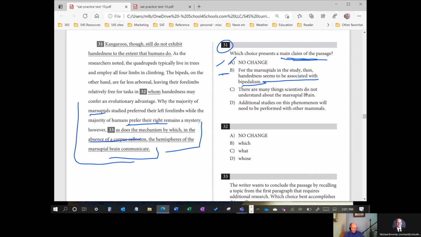There are many things scientists do not understand about. No, it's not that. We're not the main claim. Additional studies in this phenomenon will need to be performed with other mammals. No, that's not what the main point is, right? They're just saying there are things we still don't understand, but it's not calling for these things. The whole point is that studying marsupials helps understand handedness. So we've got to go with B. Hope that makes sense.